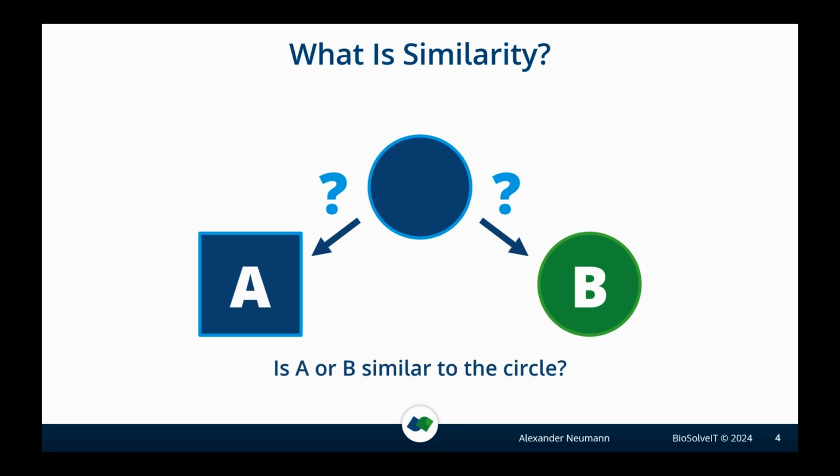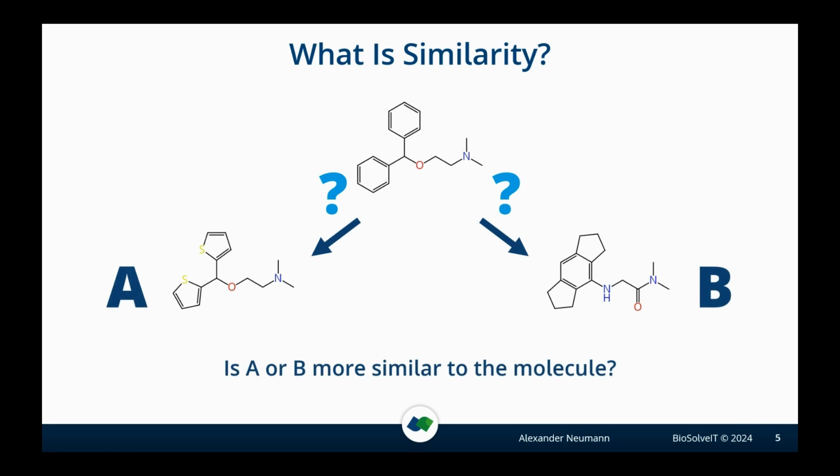If we transfer this whole problem to a molecular setting, so above we have diphenhydramine, an antihistaminic drug, and on the left side we see a very similar compound. We have two thiophene substituted for the phenyl ring systems. Thiophene is a bioisostere of phenyl ring systems, so therefore I think we can all agree that A is very similar to our initial compound. And on the right side, there is a little bit more stuff happening.